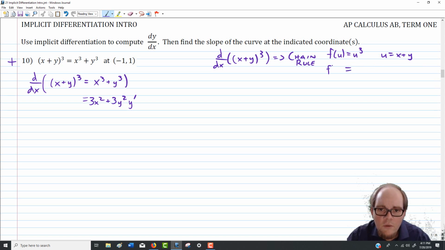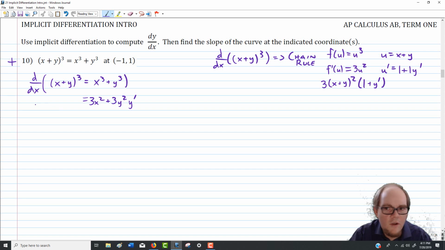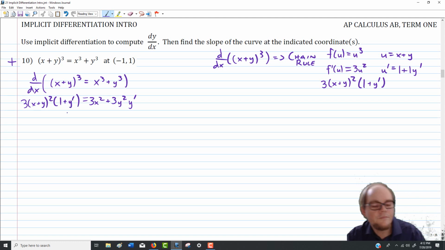So from there, if we want to take the derivative, that's going to be 3u squared for the outside. And derivative of the inside, be careful. The derivative of x is 1, and the derivative of y is 1 times y prime. So I'll even write that in there. Bringing the two pieces together then, our full derivative is going to be 3(x plus y) squared times (1 plus y prime). So over on that left side, we're going to have 3(x plus y) squared times (1 plus y prime).